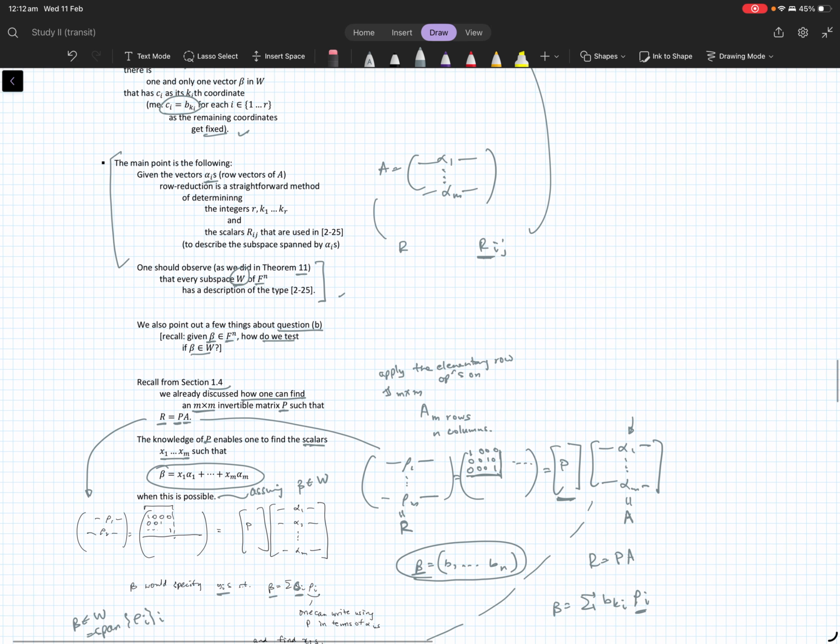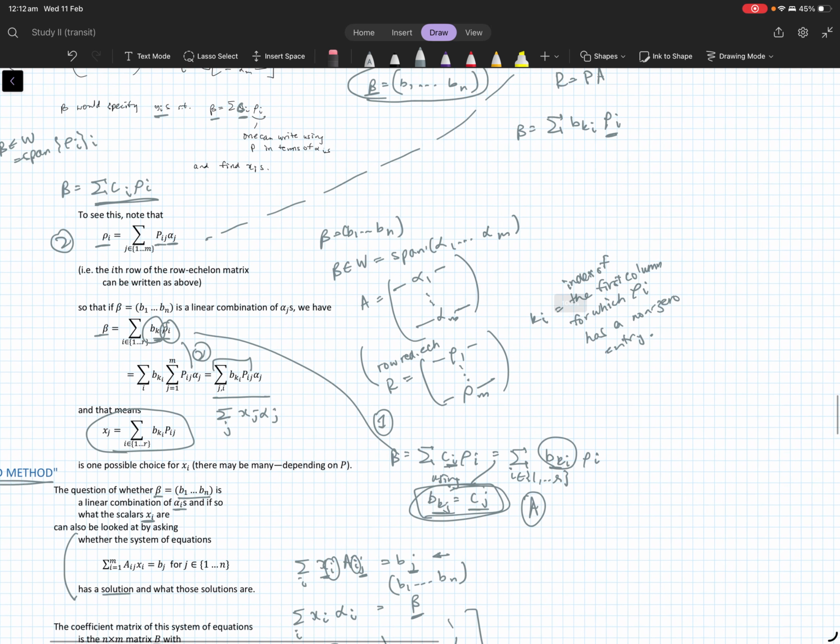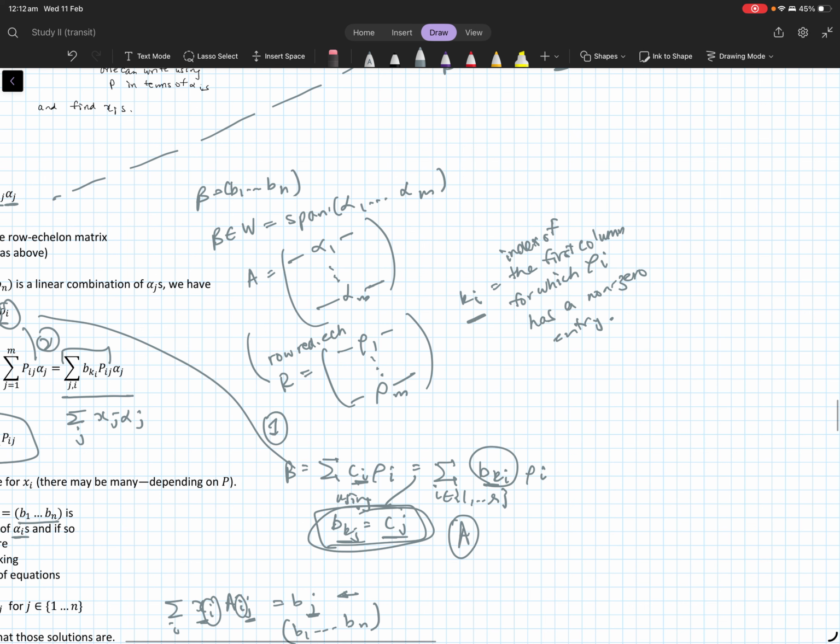Where is it? Yeah, okay. So k i is the index of the first column for which row i has a non-zero entry, right? So this is the definition we were using. Okay, so this is the nice problem statement, that you're given beta as b1 to bn, and you're trying to see whether beta belongs to W.